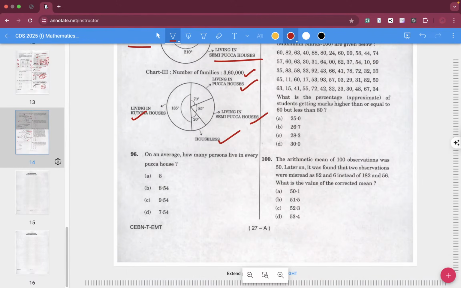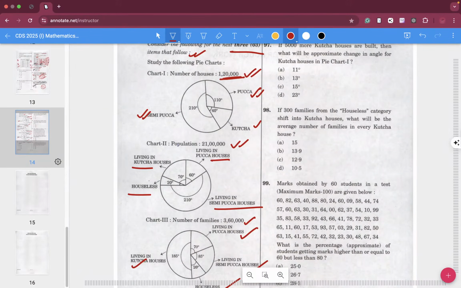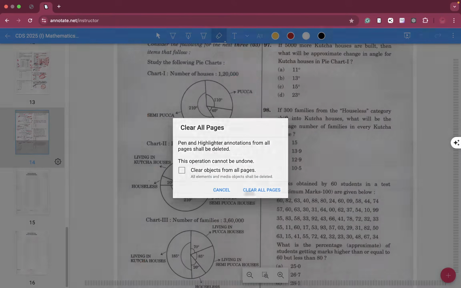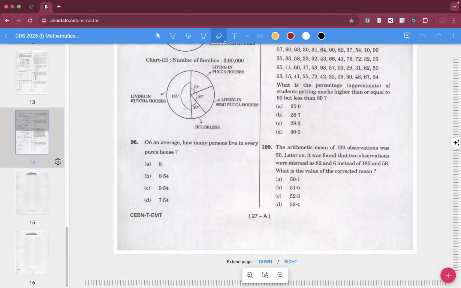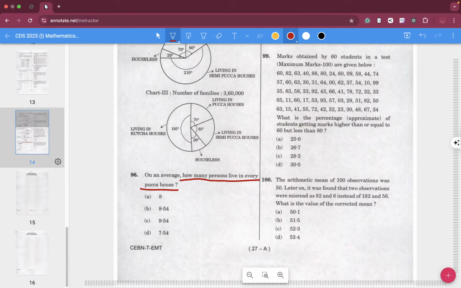Okay, so now they are asking on an average how many people live in every pakka house. So how many persons on average are living in pakka houses is what they are asking. First of all we have to understand how many pakka houses there are. They are asking how many persons live in each of the pakka houses. So first we have to find out the number of pakka houses.